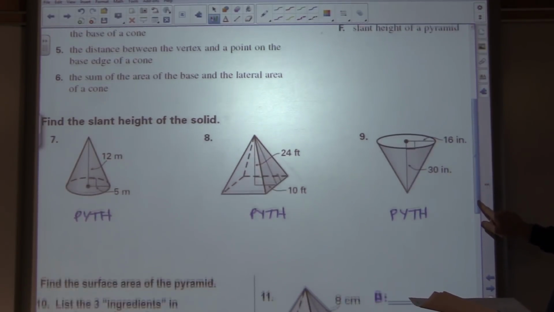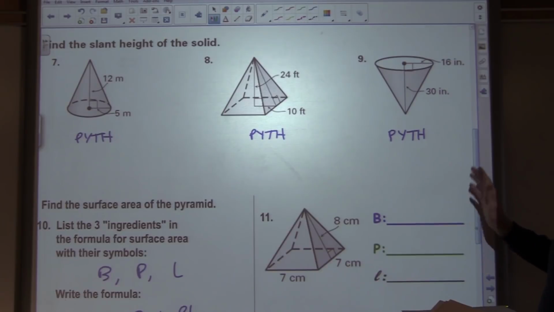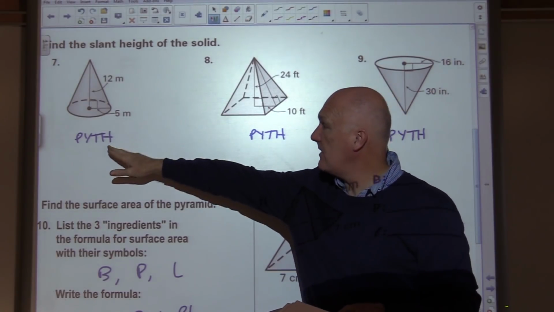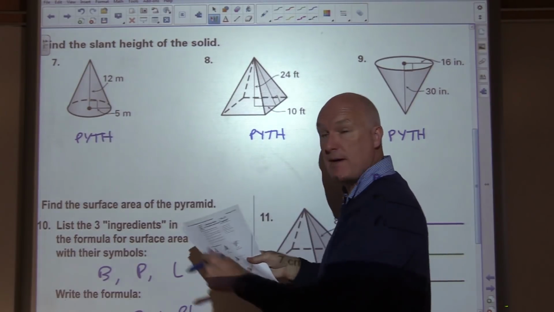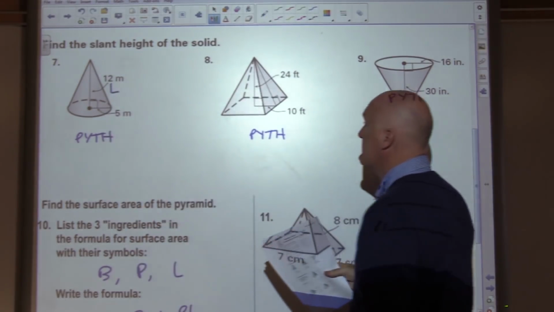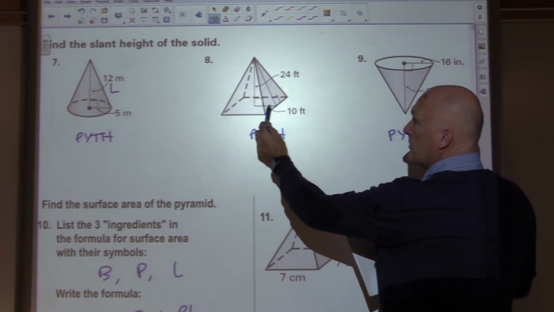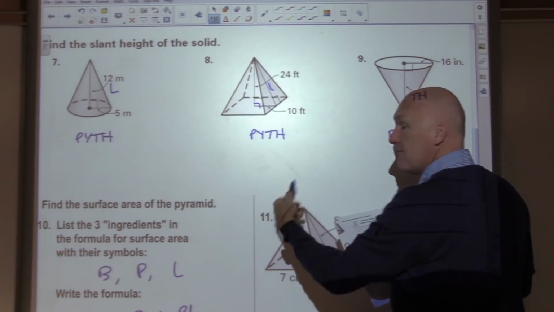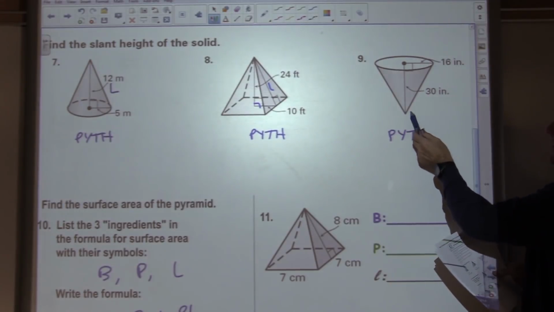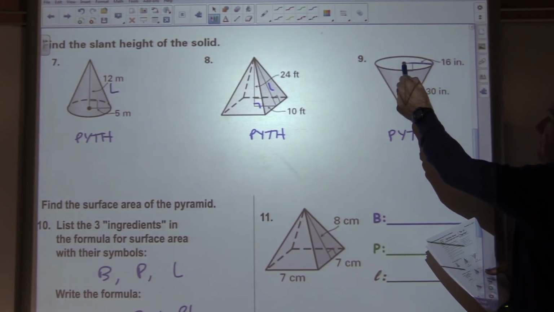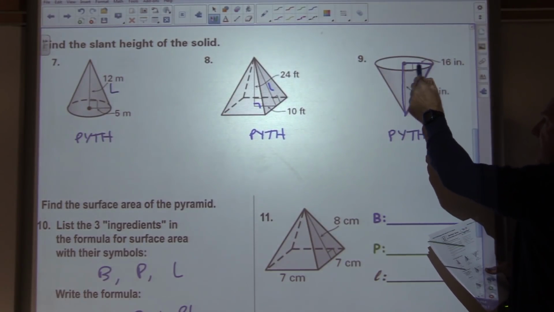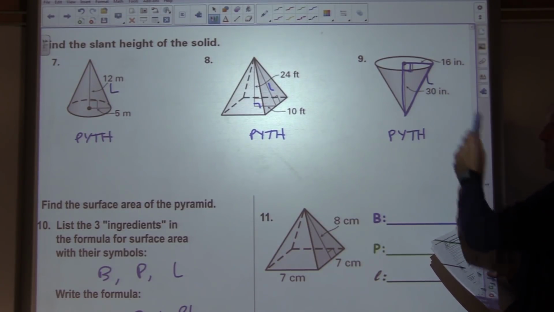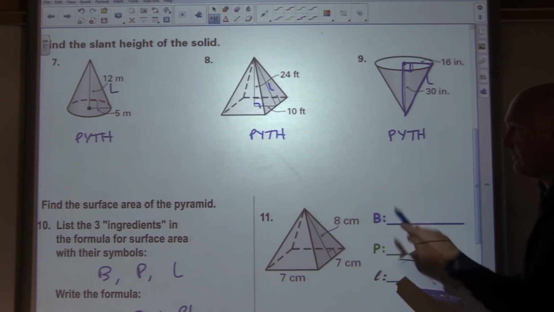Now when we come down to 7, 8 and 9, I'm not going to waste time on going through this, because everything with the slant height here, that's Pythagoras. Remember, your L is here on the hypotenuse. Here, look, you've got your 10. This is a right angle, 24. So your L is there, again, Pythagoras. And the same thing here, just because it's a cone, there's your right triangle there. So again, this is what you're looking for, L here, so 16 squared plus 30 squared, square rooted, etc.